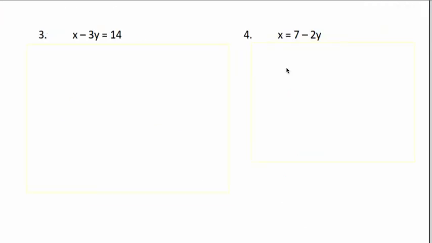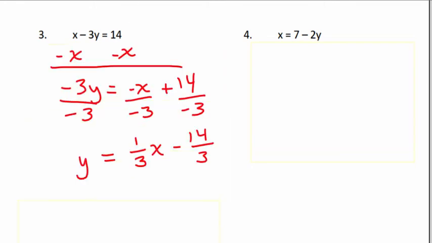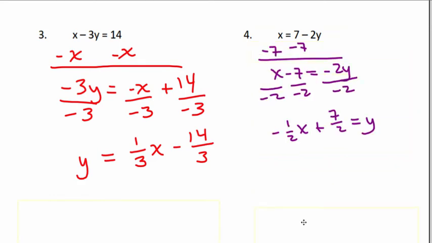Go. Okay, hopefully you got the right answer because this is old stuff here. For this one, I get y equals 1/3 x minus 14/3. All right, subtract x. Divide by negative 3. Be careful. You have negative x over negative 3. That's positive 1/3. All right, I'm going to write that 14 over negative 3 is minus 14/3. On the right, what are you going to do first? I would subtract 7 and then divide by negative 2. So subtract 7, divide by negative 2.